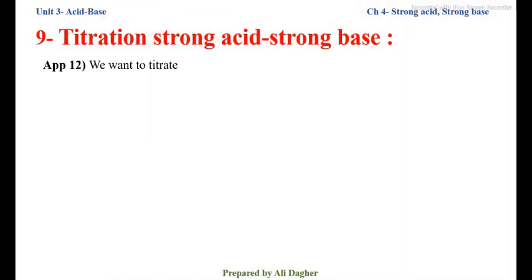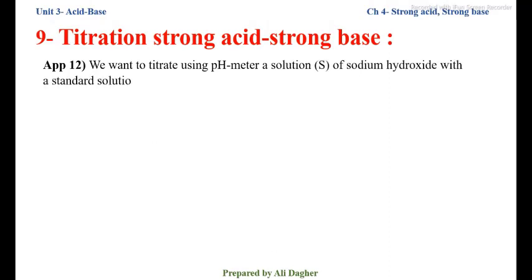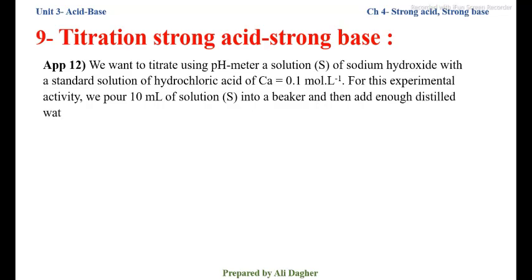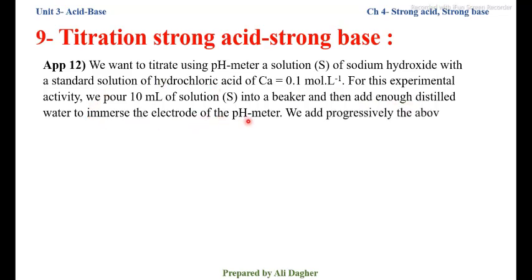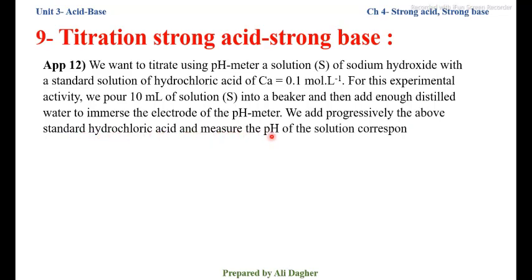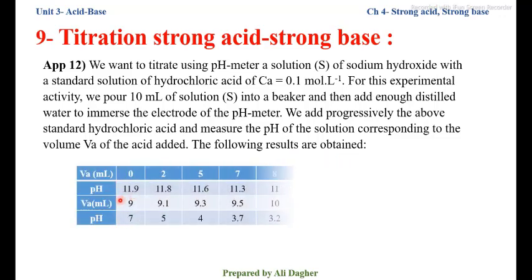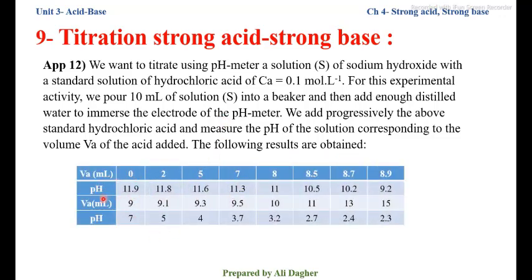Application 12. We want to titrate, using a pH meter, a solution S of sodium hydroxide with a standard solution of hydrochloric acid of Ca equals 0.1 mol per liter. For this experimental activity, we pour 10 milliliters of solution S into a beaker, and then we add enough distilled water to immerse the electrode of the pH meter. We add progressively the standard hydrochloric acid solution, and we measure the pH of the solution corresponding to the volume Va of the acid added. The following results are obtained. The table shows the variation of pH as a function of Va added.